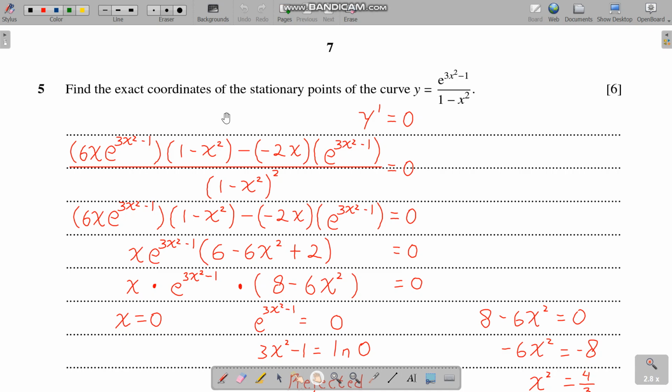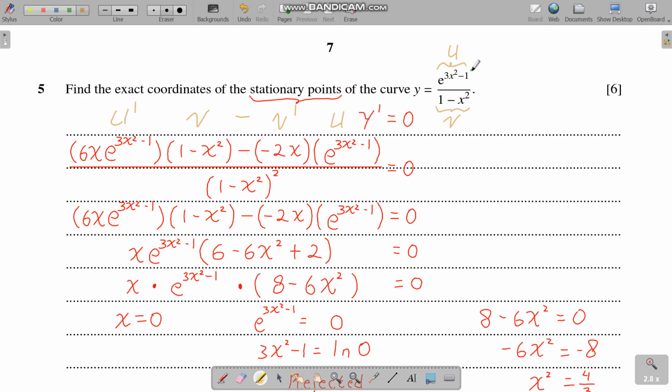About differentiation. Find the exact coordinates of the stationary points of the curve y equals e to the 3x squared minus 1, all over 1 minus x squared, 6 marks. So stationary points means y prime equals 0. To find the y prime, we need to use the u prime v minus v prime u.